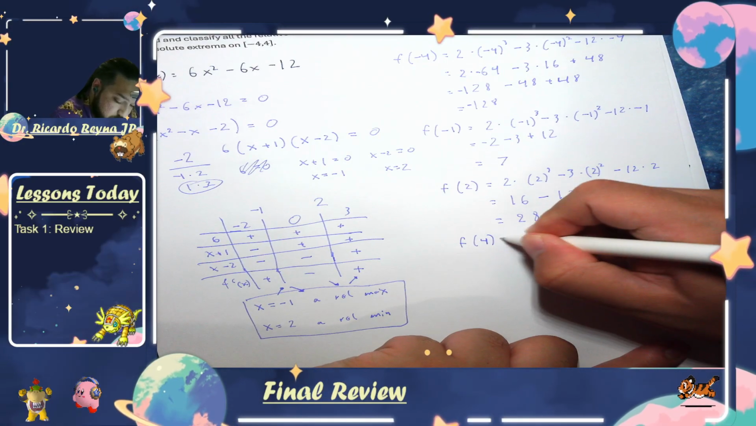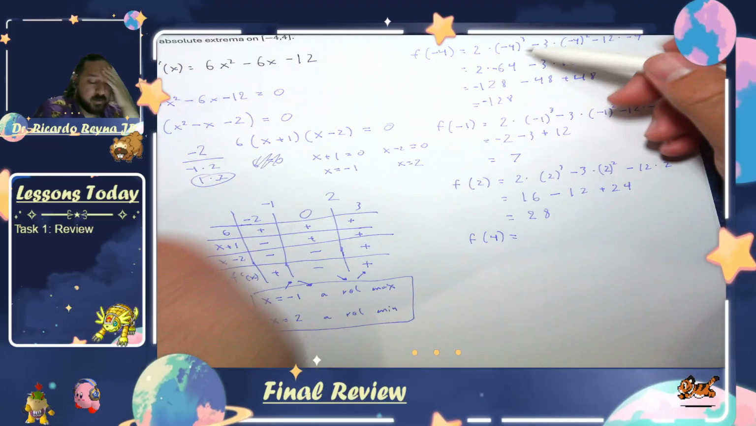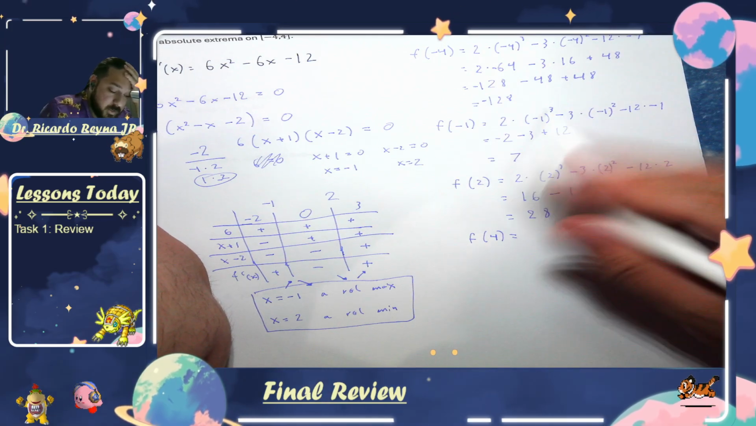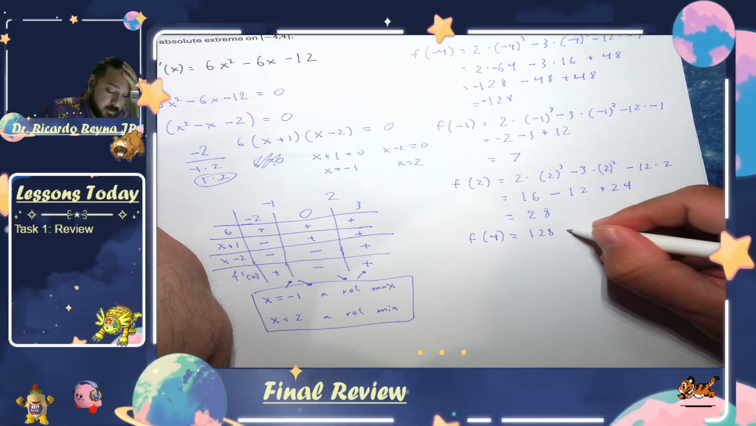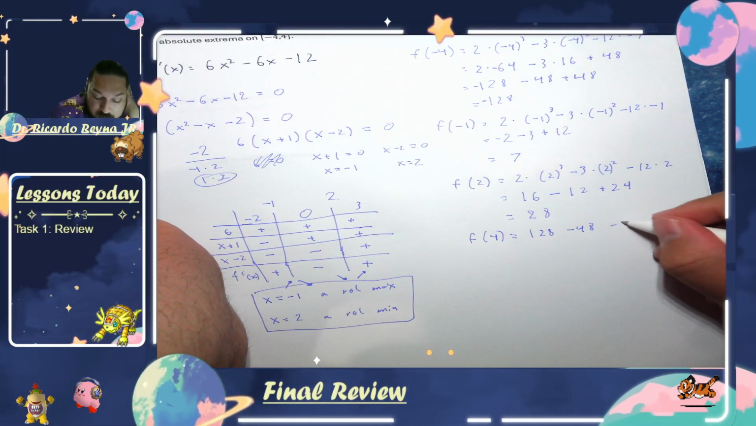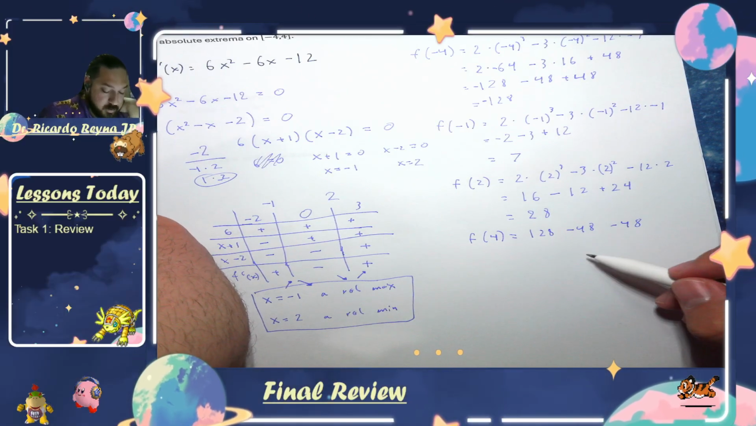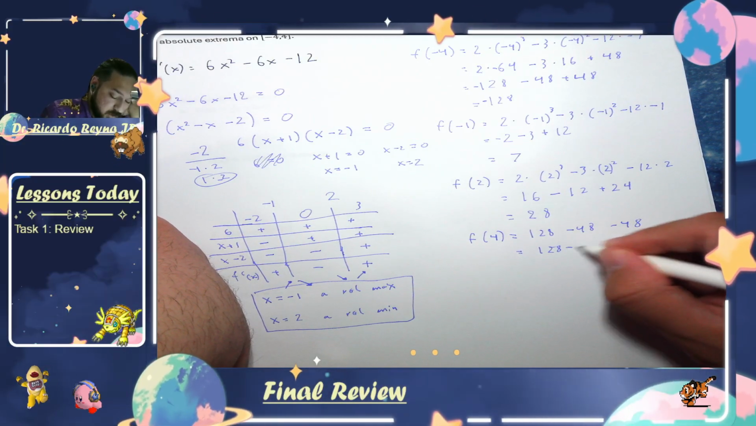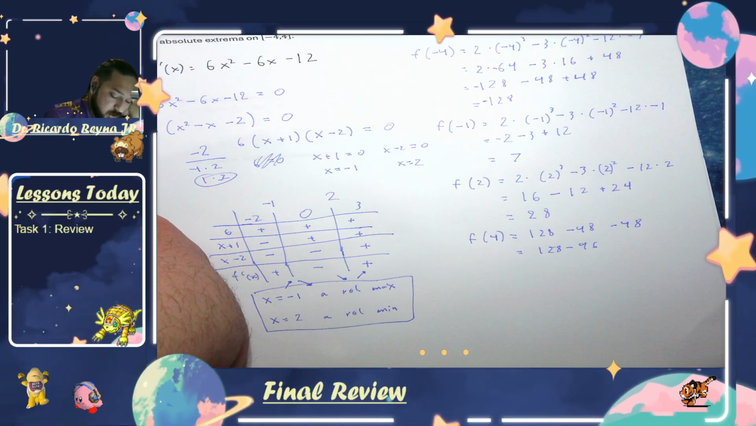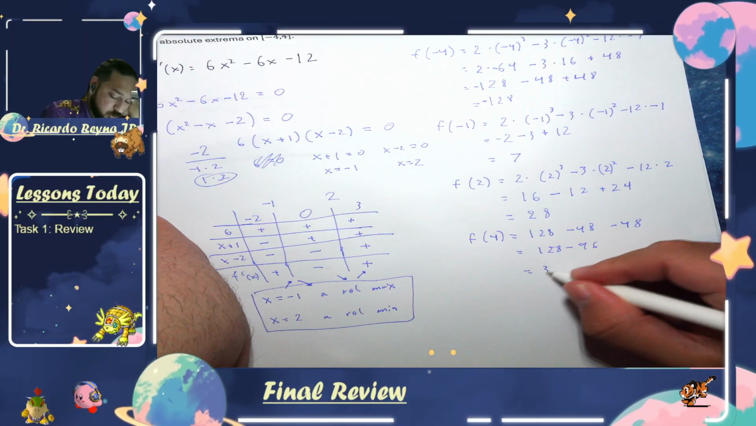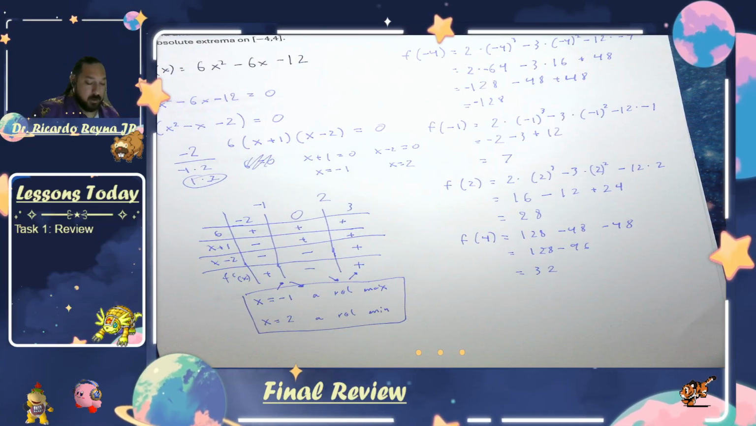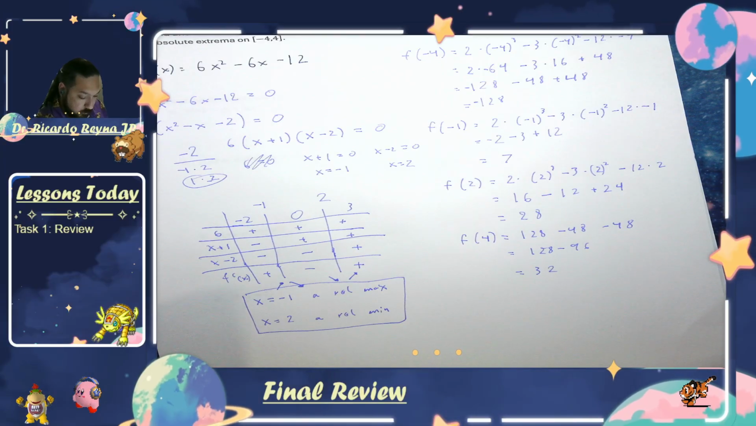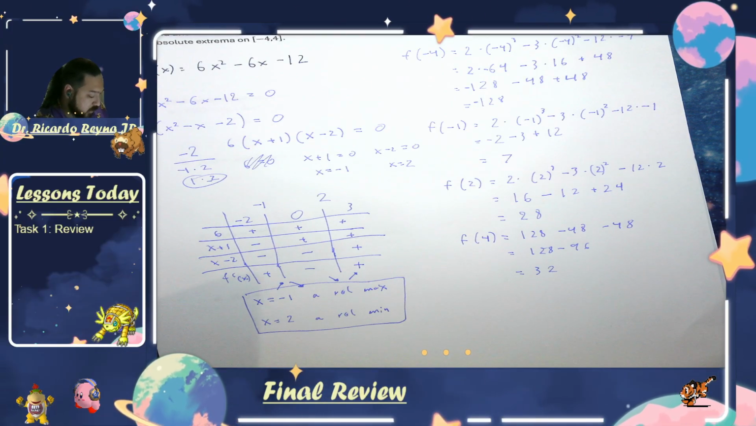And for f of 4, we'll basically have all of this, but that will be positive, and this will be negative. So 128 minus 48, and then minus 48. So both of those 48s equal 96. So 128 minus 96. I think that's just going to be 32. Let me double check. And I was going to double check with all of these, really. 128 minus 96. Yeah, 32.